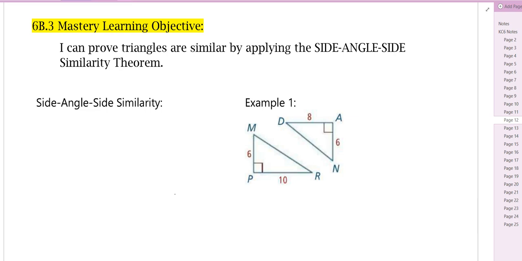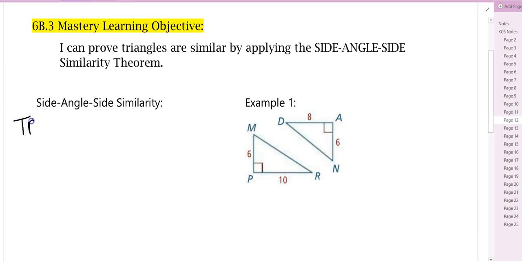So far we talked about angle similarity, when two triangles have two angles that are congruent. We talked about side, where all three sides are proportional to each other. And now this is just another way to prove that triangles are similar, is side angle side. Just in its name, it tells you exactly what you need to prove in order to say triangles are similar. So literally side angle side.